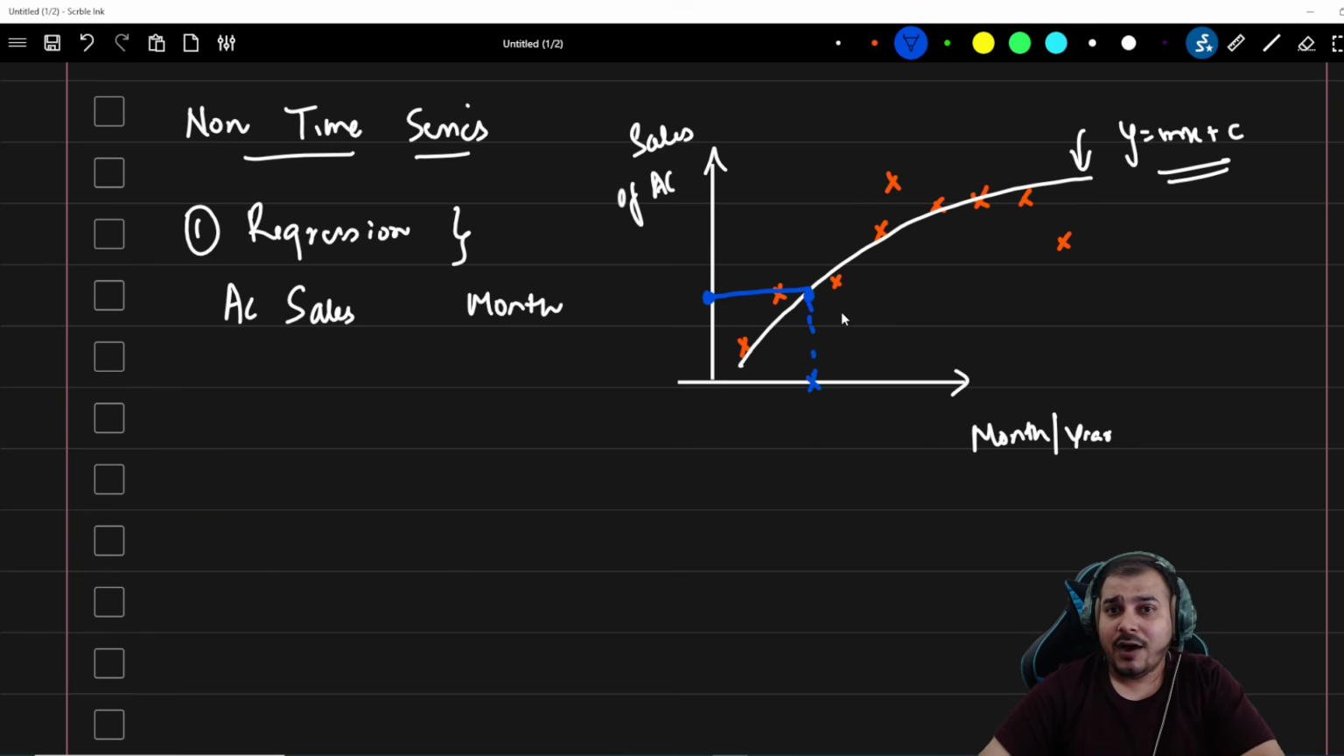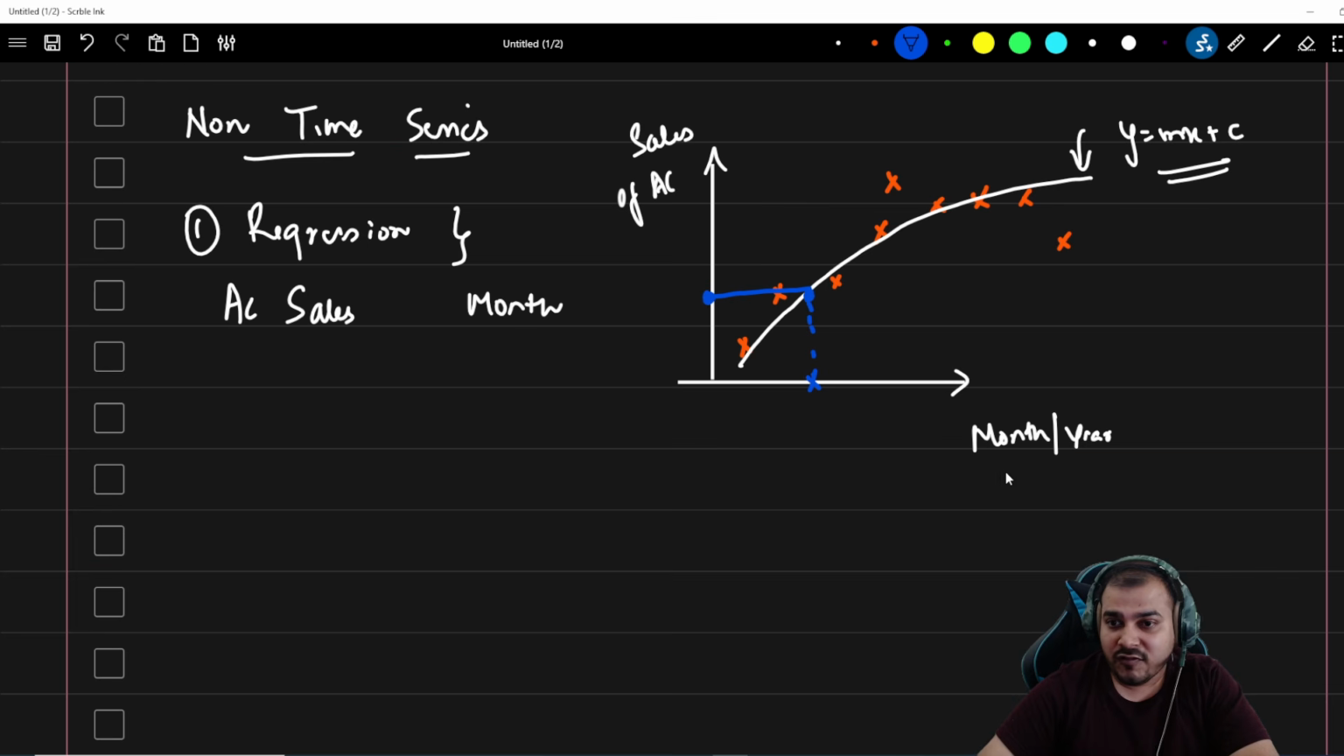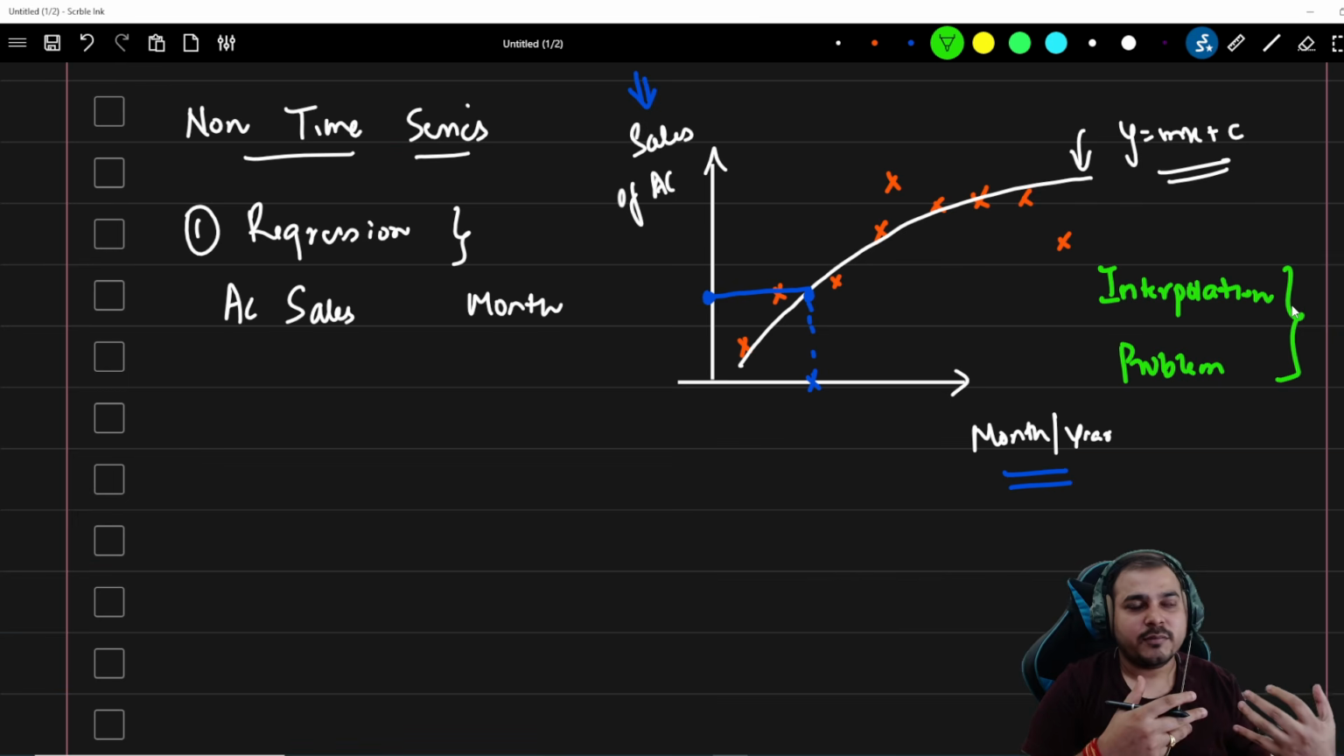Okay. Now, over here, you can notice one thing. This is not a time series problem. Here, with the help of month or year, you are trying to find out what will be the sales of the AC. That is what you are trying to do. This kind of problem statements are basically called interpolation problem statements. Okay, interpolation problem statements. Now, if you understand interpolation, this will give you an idea what is the exact difference between a non-time series and a time series problem.